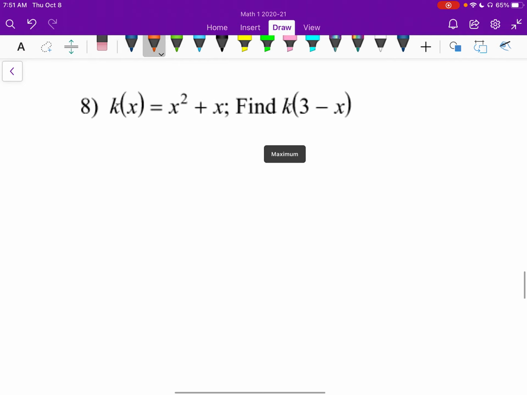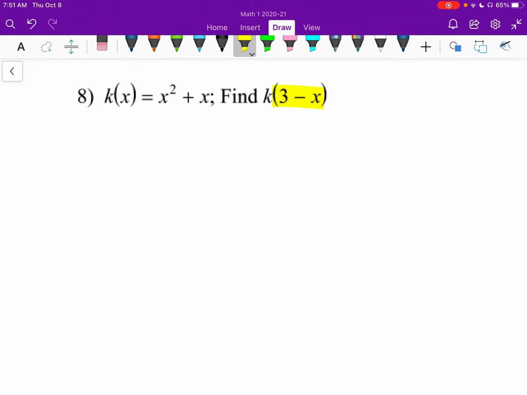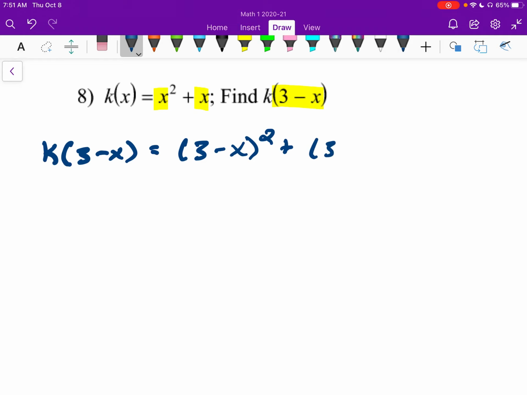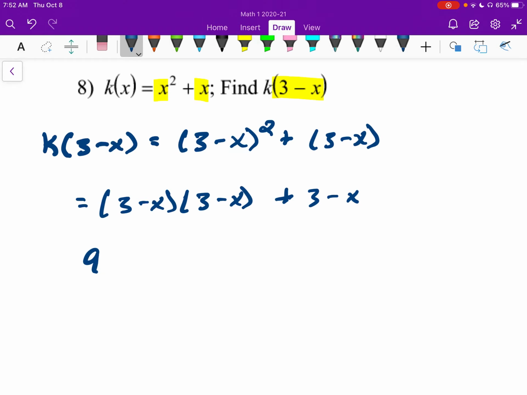All right, last one, number 8. I'm going to have to take this 3 minus x and put it right there in there. So I'm going to say, well, k of 3 minus x equals 3 minus x squared plus 3 minus x. Because of that exponent of 2, I'm going to rewrite it 2 times. So 3 minus x, and then plus. And those parentheses aren't doing us any good. I'm just going to write 3 minus x with no parentheses. I'll distribute the left side, and I get 9 minus 3x minus 3x plus x squared, and then plus 3 minus x.